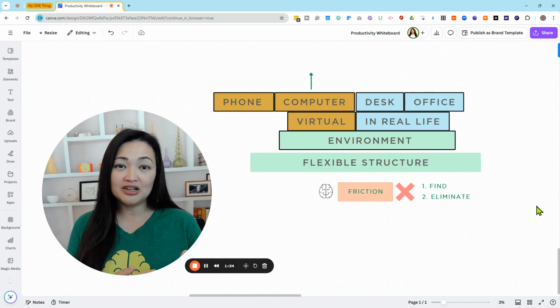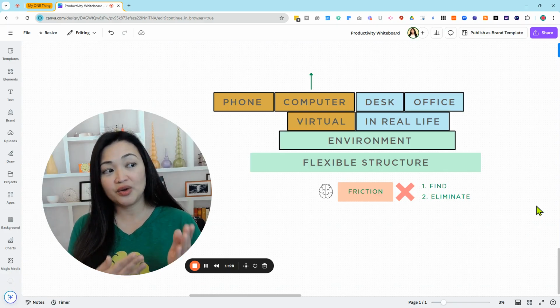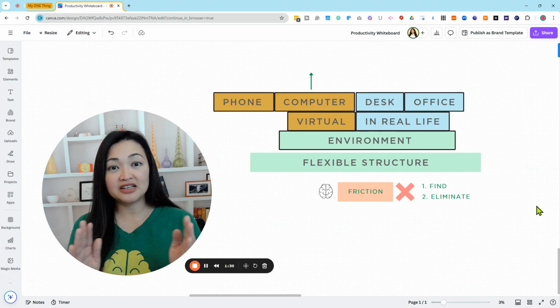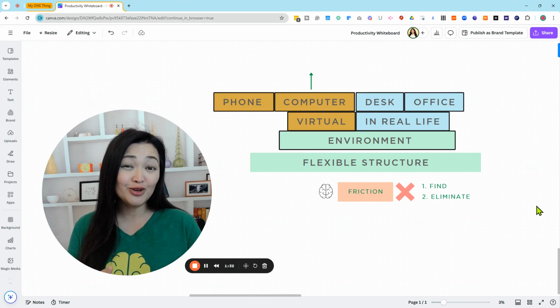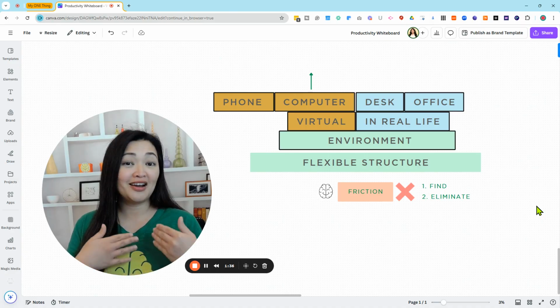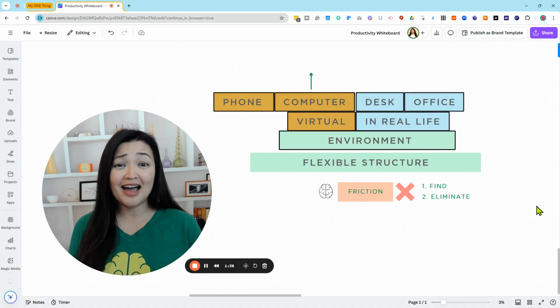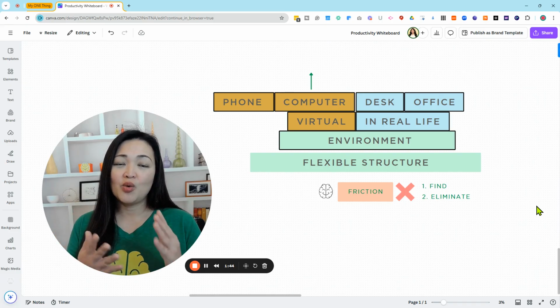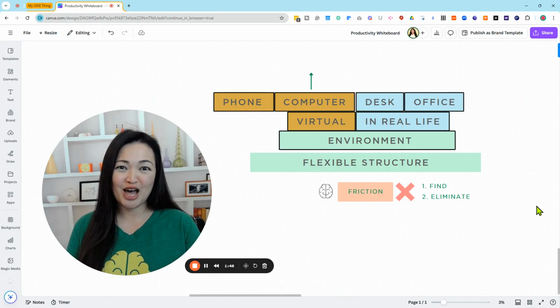And eliminating those frictions mean that your computer now is going to be set up in a flexible structure that even if you use it in the library or in the play area or at a coffee shop and it's loud, you are still set up for success and be productive right there and then whenever you're using your laptop.